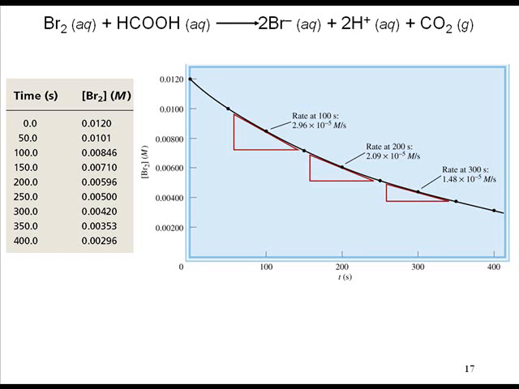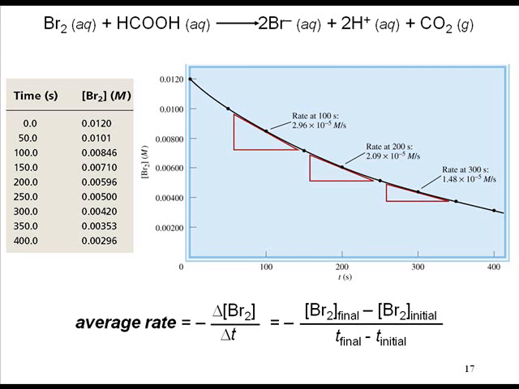Here, look at the data on the left. It shows you at time 0 what the concentration of the Br2 is. That's the initial concentration. Notice that as time progresses, the concentration of the Br2 gets less and less. And you can actually calculate what that rate is by taking the final minus the initial. So to calculate the average rate, we take the Br2 concentration at the end minus the Br2 concentration initial, divided by the t final minus t initial.